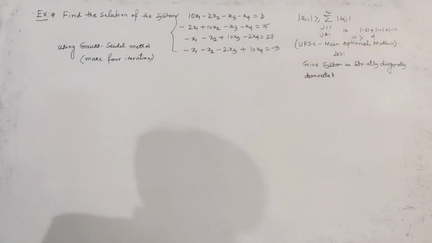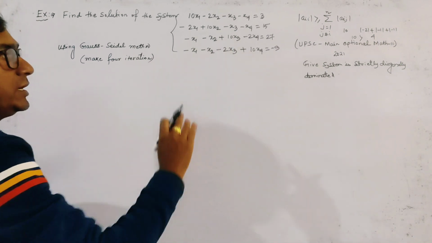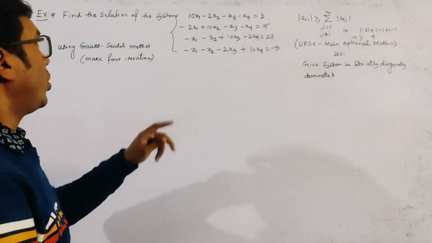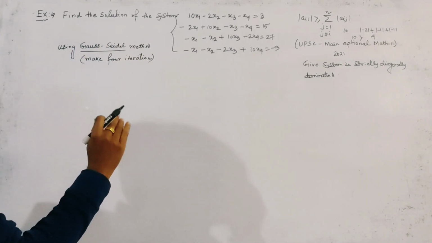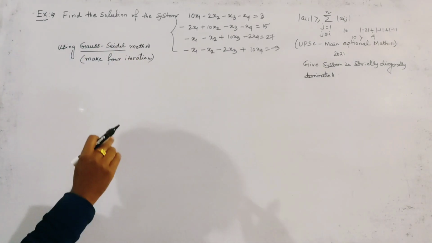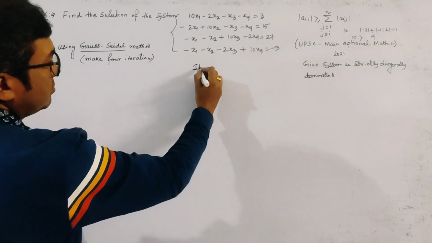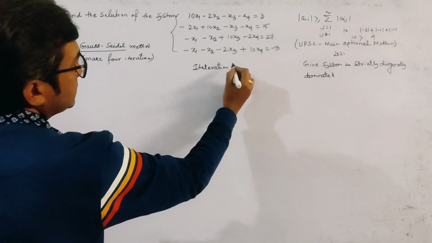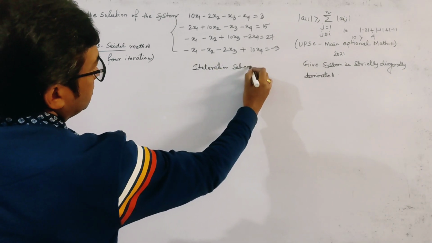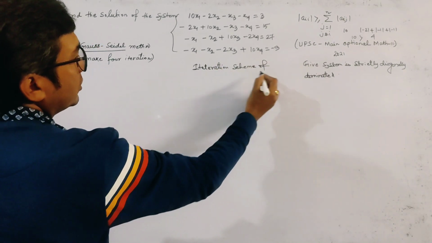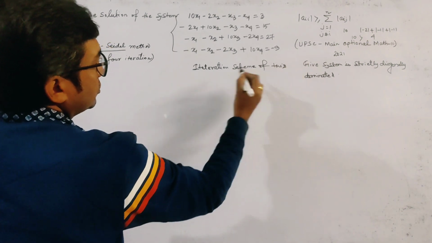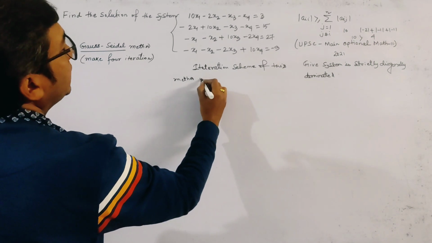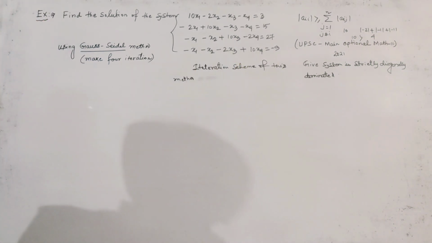Okay, now since the system is strictly diagonally dominant, we write the iteration scheme of the Gauss-Seidel iteration method. Now write the iteration scheme of this method. We get the iteration scheme of this method as follows.